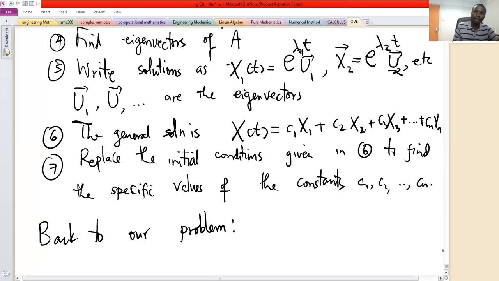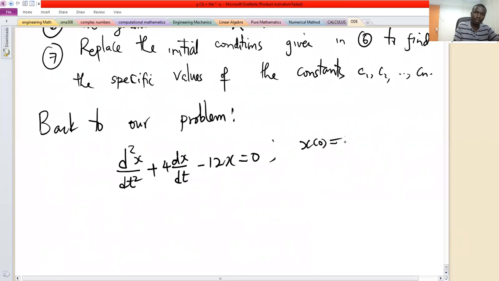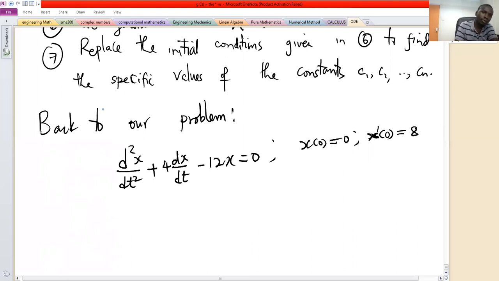Now our problem is given by the second derivative of x plus 4 dx dt minus 12x equals 0. x of 0 is 0 and x prime at 0 is 8. So the step 1 was to reduce the higher order derivative into a system of first order differential equations. This is how we do it.